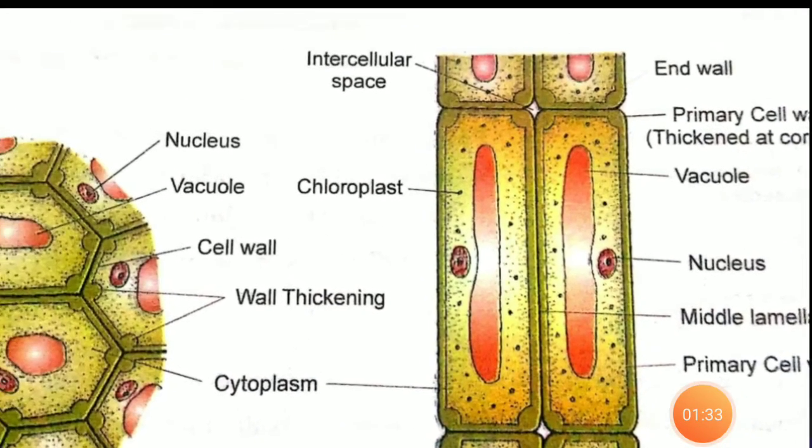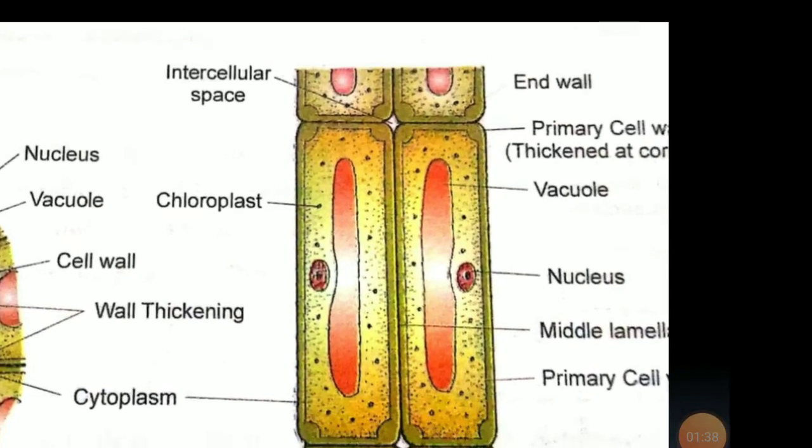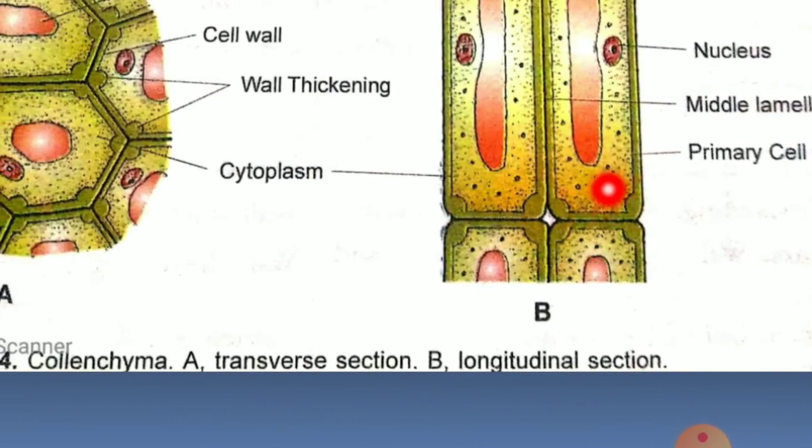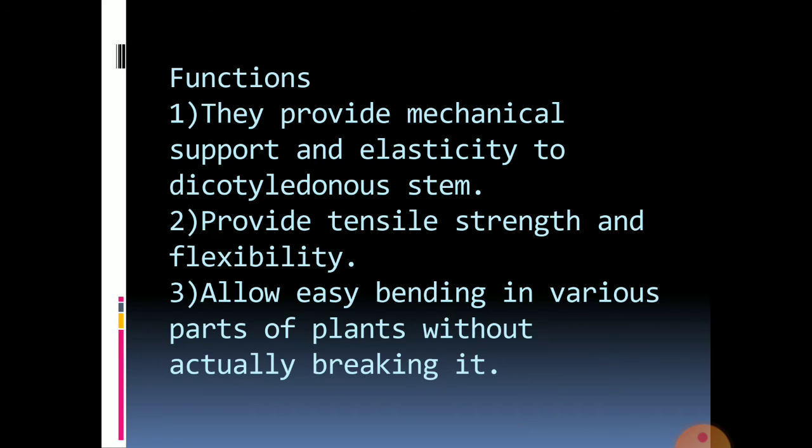This is middle lamella, and function. What is the function? They provide mechanical support and elasticity to dicotyledonous stems, provide tensile strength and flexibility, allow easy bending in various parts of the plant without actually breaking. Means they provide elasticity and tensile strength.